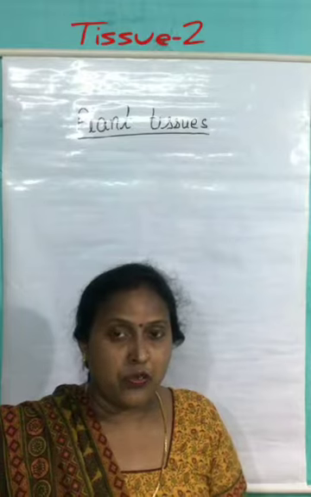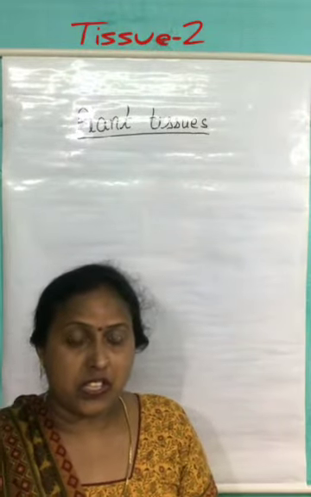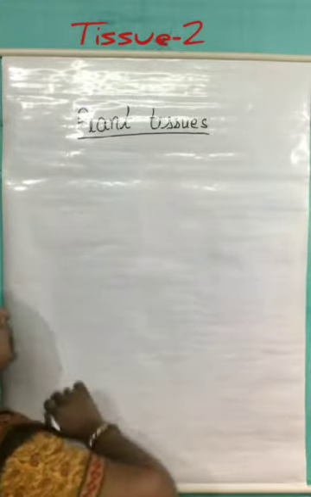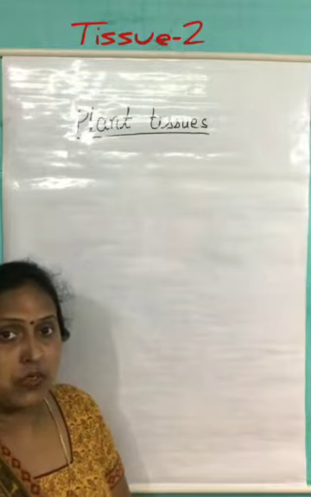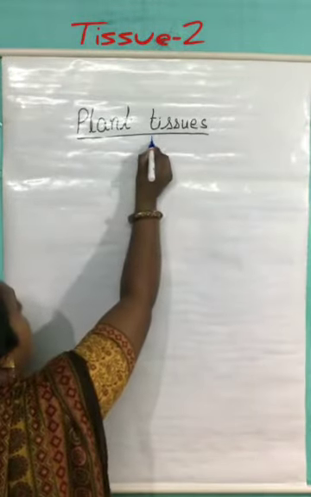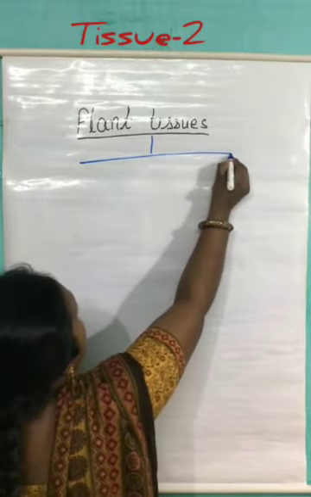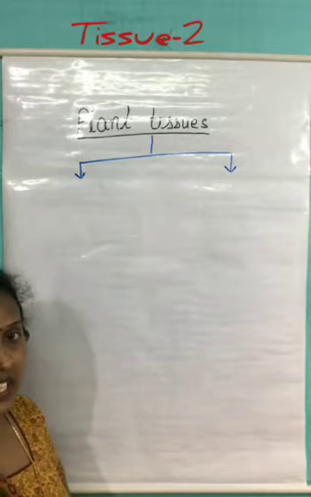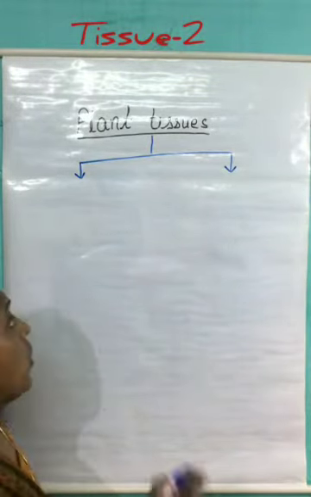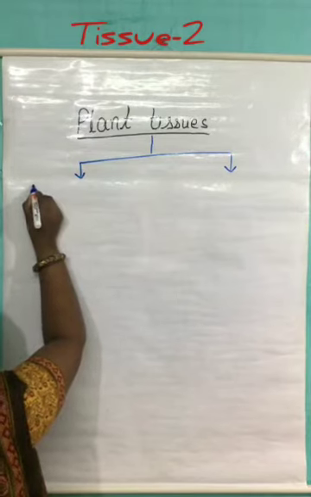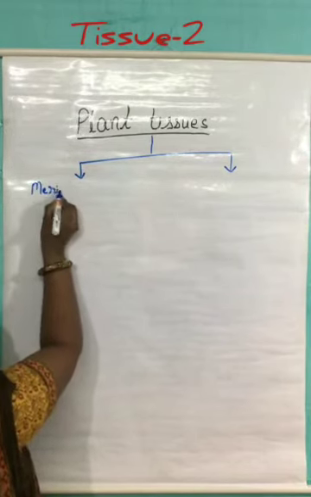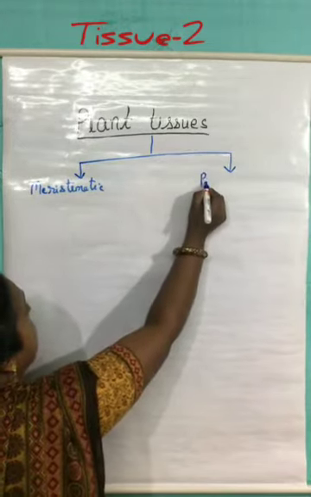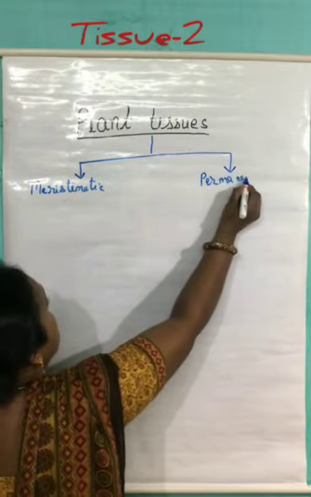In the last video, we discussed one type of plant tissue. Before that, let us recall that the tissues found in plants are known as plant tissues, and we classified plant tissues into two types. The basis of the classification is their capacity to divide or not. On that basis, we classified them into two groups. The first is the meristematic tissues, and the second category is the permanent tissue.